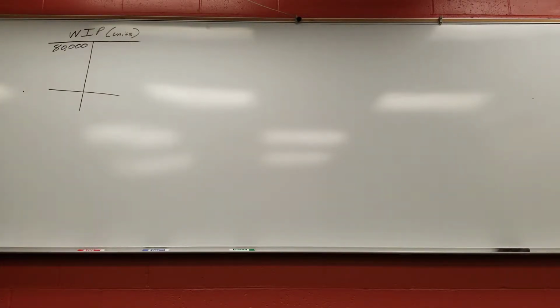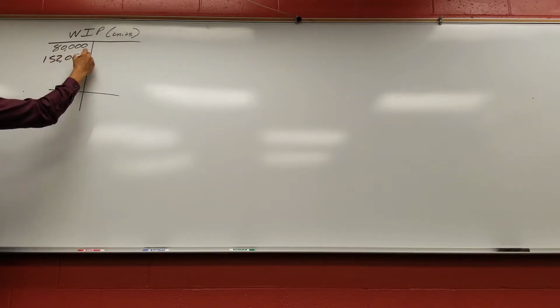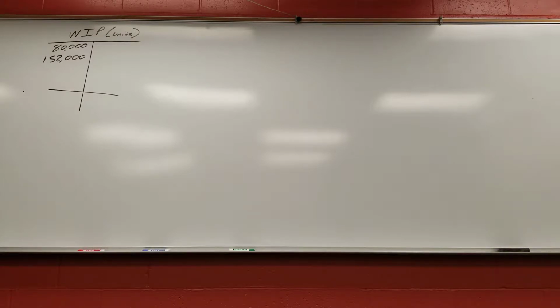Down below we can search for the units started, and they gave that to us as well, 152,000. Units started will go right here. We started 152,000 units. Next we need units transferred out, but we don't know what that is. But that's fine, because they give us the ending work in process of 68,000. That'll go right here, 68,000.